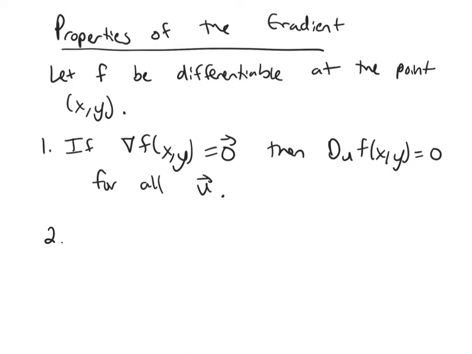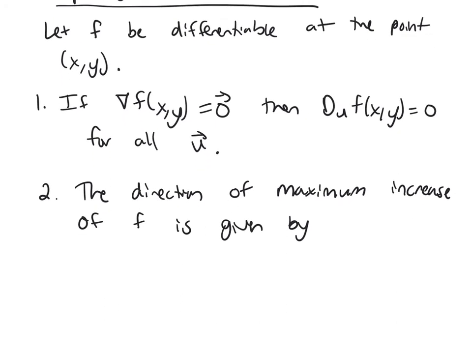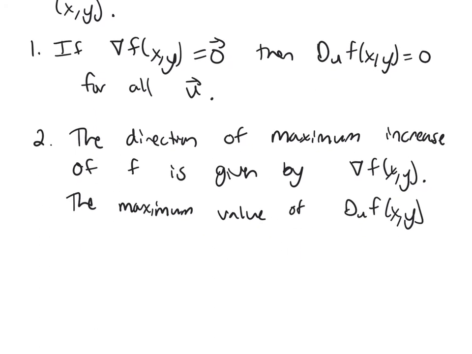The second property says the direction of maximum increase of f is given by the gradient of f of (x, y), and the maximum value of your directional derivative is the magnitude of your gradient.